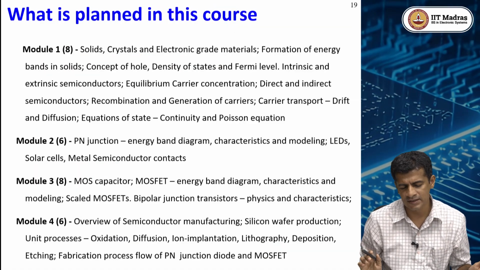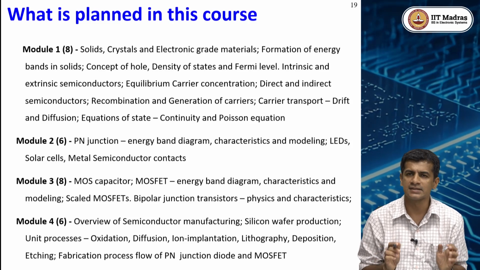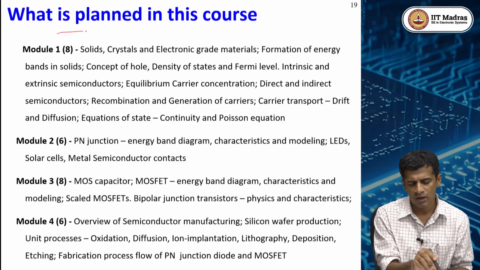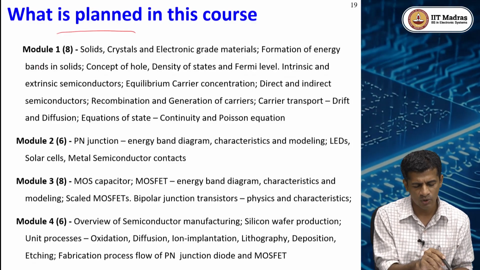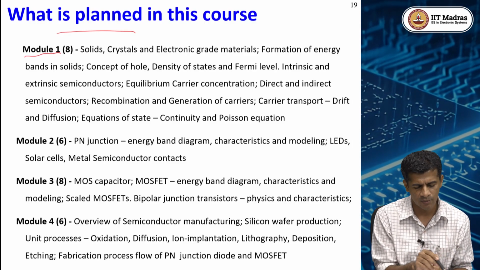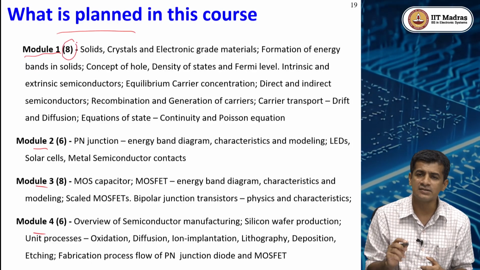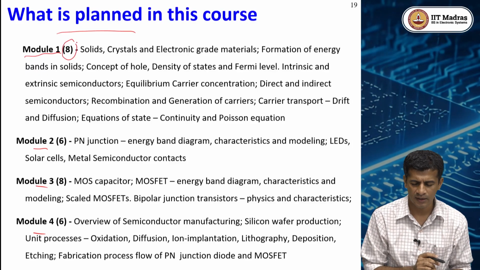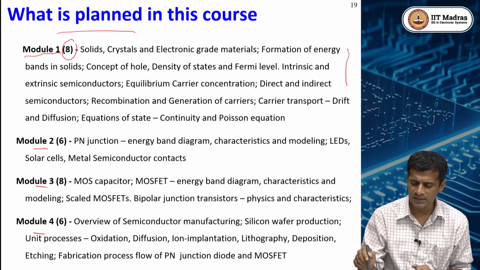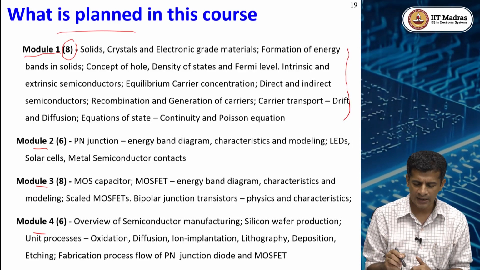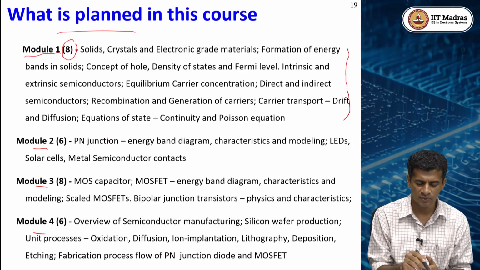All right. Having said all these things, let's come back. What is being planned in this course? This course is structured into 4 modules: module 1, module 2, module 3, module 4. These are roughly the number of hours planned for each module. In the first module, we discuss the basic semiconductor physics. And next we take the first device, that is the PN junction.